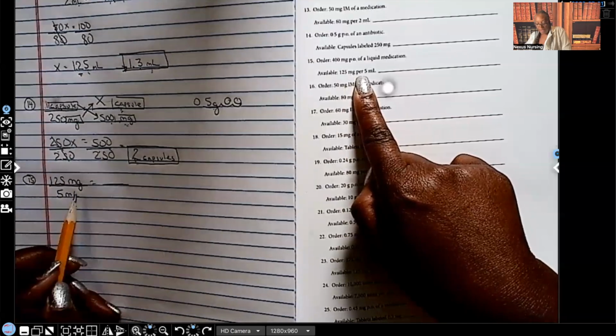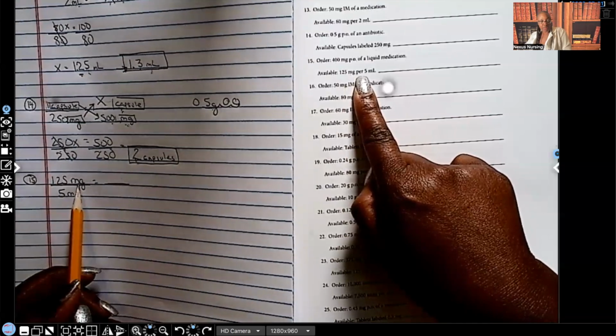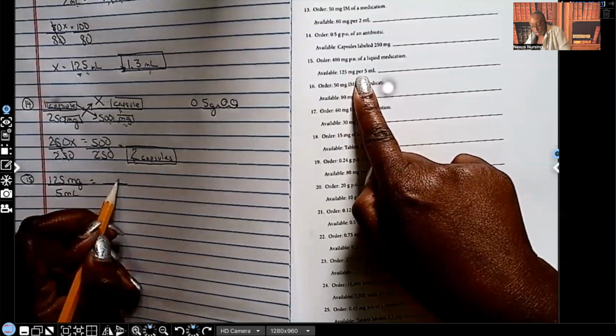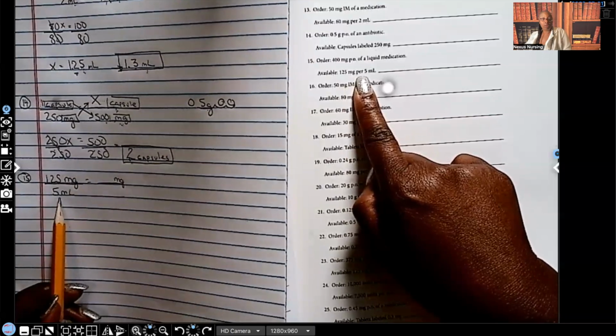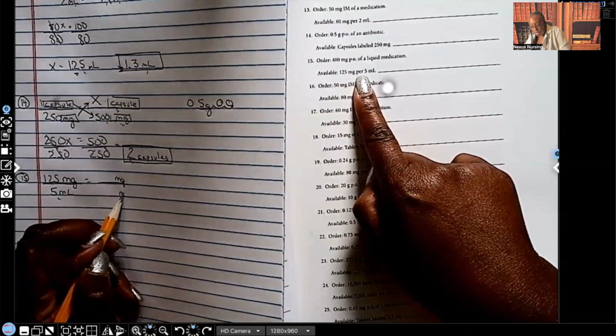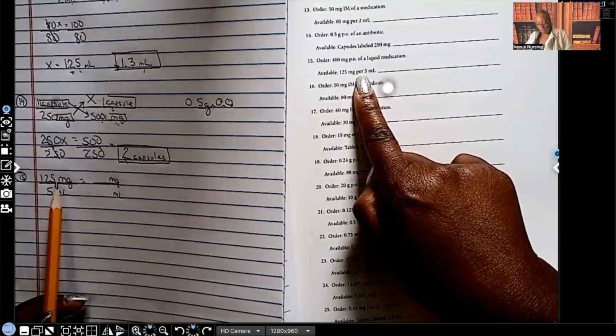125 milligrams per 5 ml equals, whatever I have up here has to be milligrams, because remember our units have to match. So let me put milligrams right here so I don't forget. And whatever I have down here has to be milliliters. Let me put ml right now so I don't forget. Milligram, milligram, milliliter, milliliter. Okay, great. So we have 2 pieces of the problem. What's our third one?